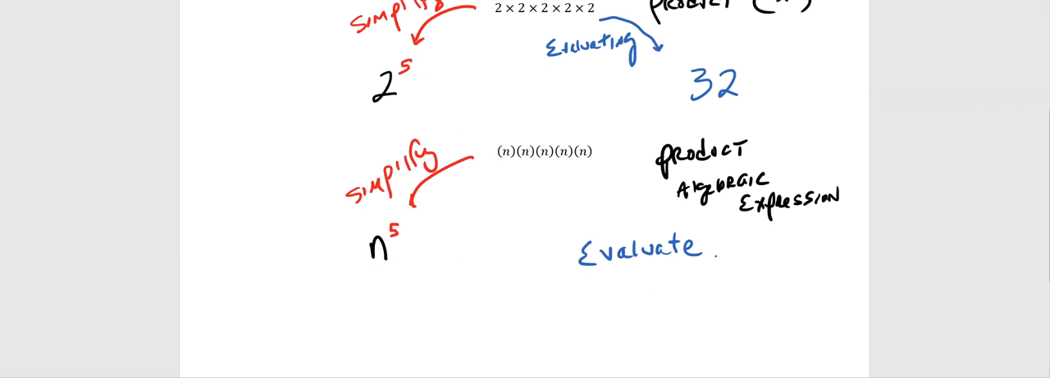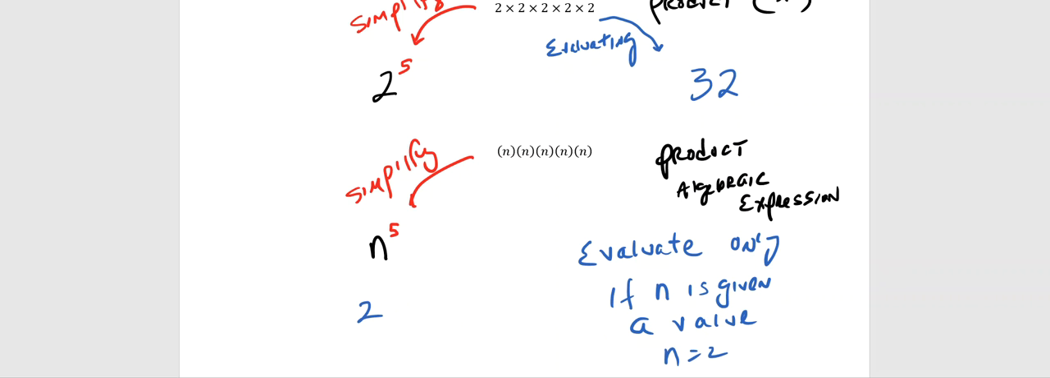The only way we can evaluate is if n is given a value in which we could substitute in and calculate. So, for example, evaluate when n equals 2. Well, that would just mean 2 to the fifth. We're right back to where we started up above, which equals 32, right? 3 to the fifth, we could calculate 3 times 3 times 3 times 3 times 3 again. Okay, so we can't evaluate algebraic expressions unless we're given a value to substitute in.